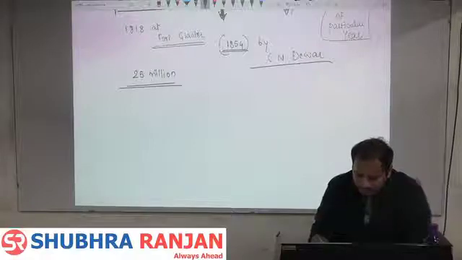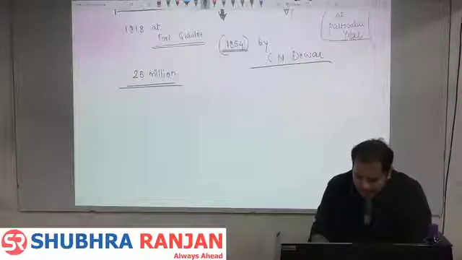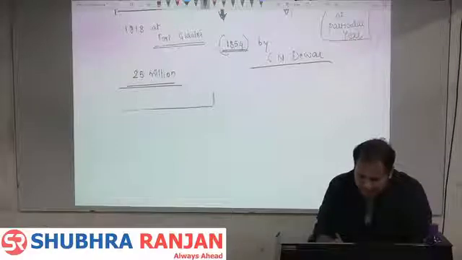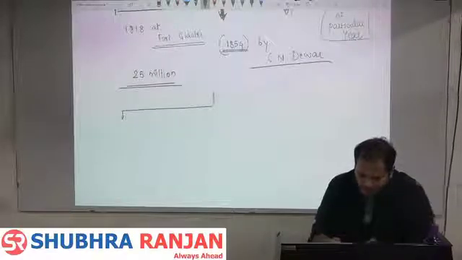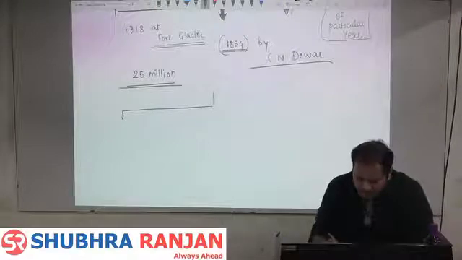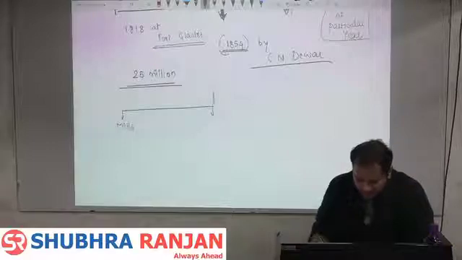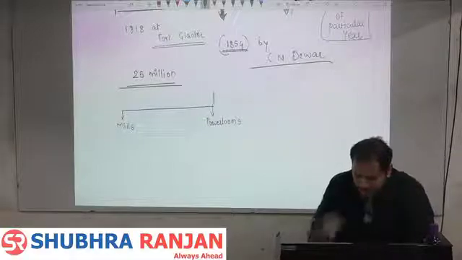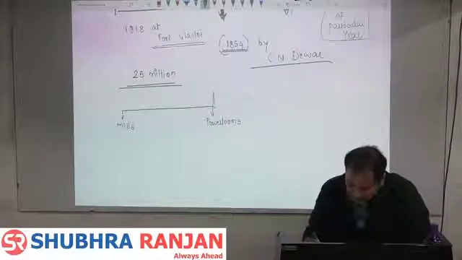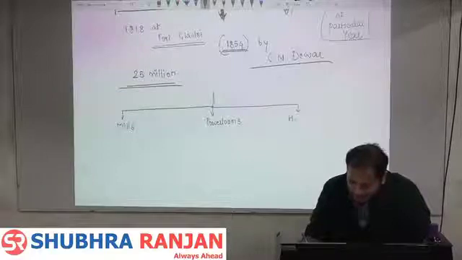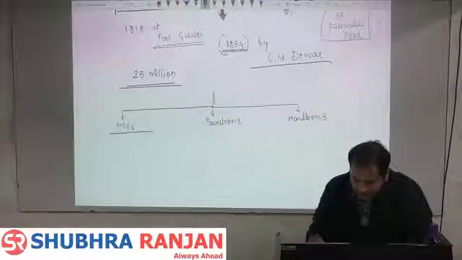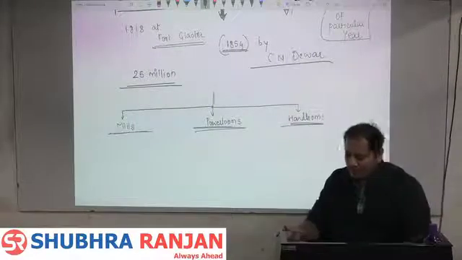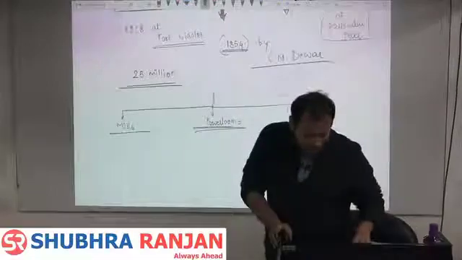Next point. It is produced in 3 different sectors. Mills, power looms, and handlooms. You should know what the difference is, nothing else.